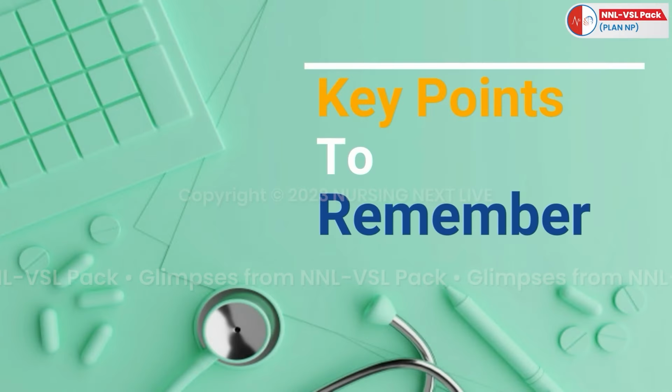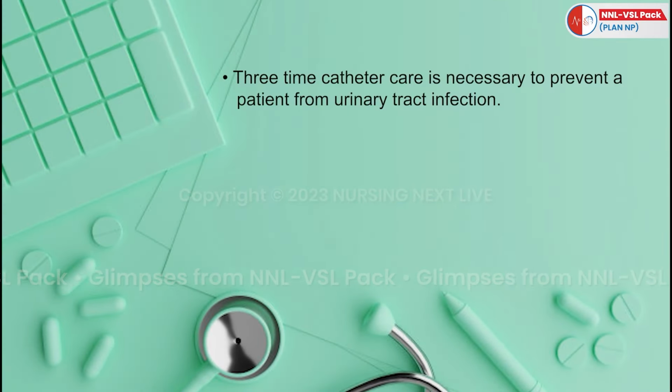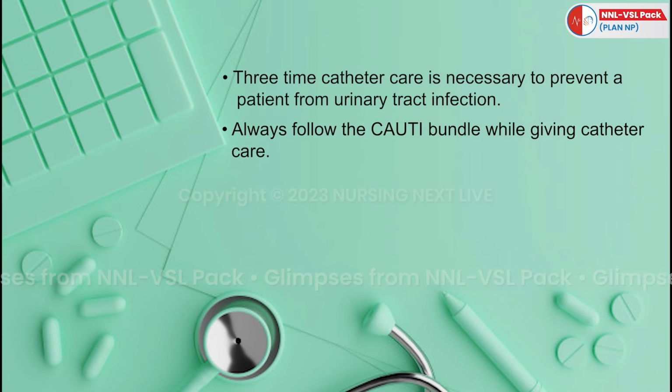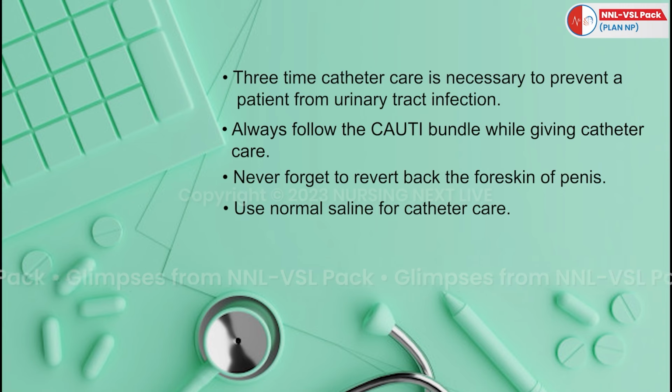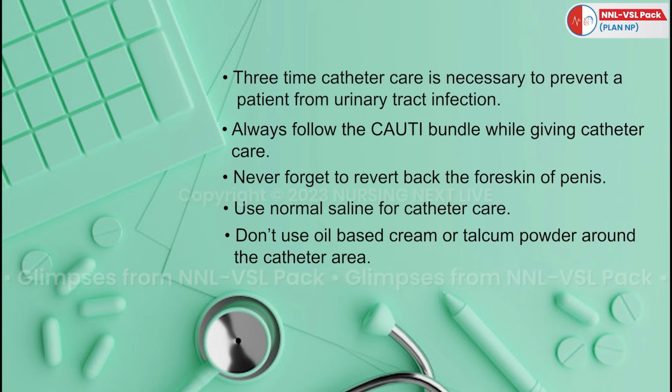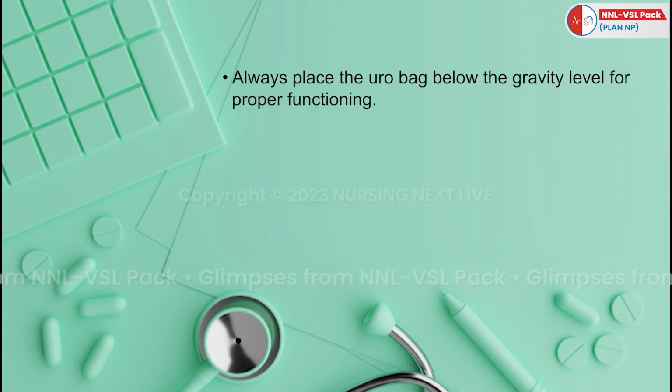Key points to remember. Three times catheter care is necessary to prevent the patient from urinary tract infection. Always follow the CAUTI bundle while giving catheter care. Never forget to revert back the foreskin. Use normal saline solution for catheter care. Don't use oil-based cream or talcum powder around the catheter area. Always place the urobag below the gravity level for proper functioning.